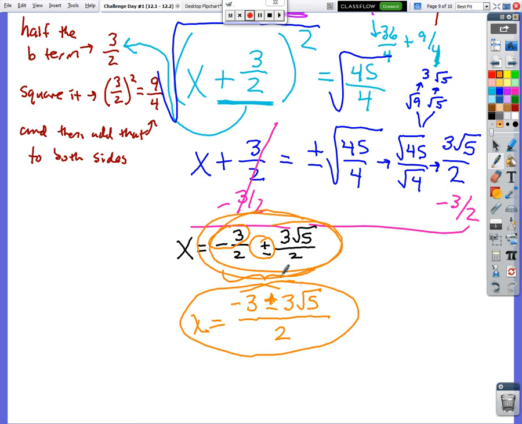So either one of these is completely fine. I would honestly just stop right here. Okay? So we can't really do anything with this. This is fully fractionally square root simplified. This is as ugly as it's going to get, really.